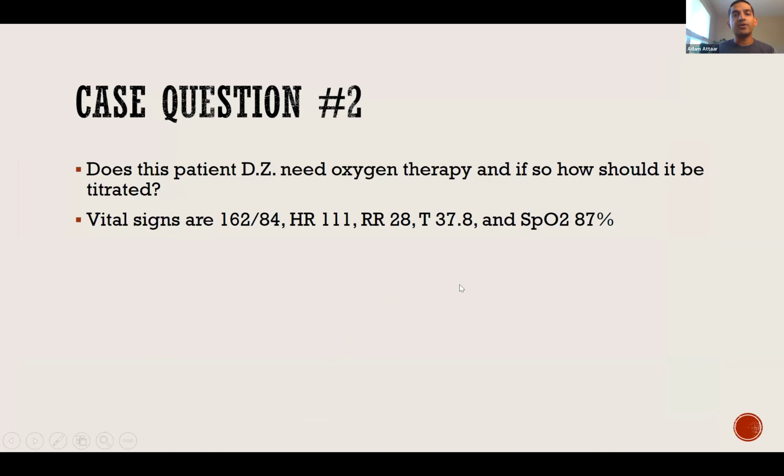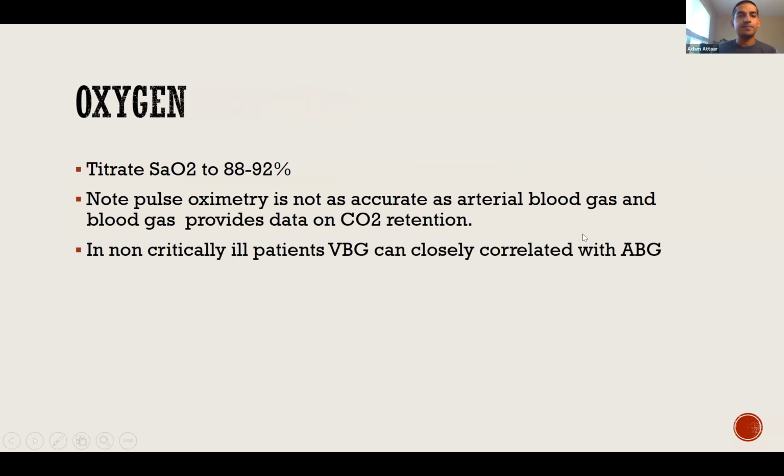So now this gets us to our second case question. Does patient DZ need to be placed on oxygen therapy? And if so, how should you titrate it? To remind you guys, this patient's resting oxygen saturation was 87%. So for this patient, you would titrate to a goal of 88 to 92%.